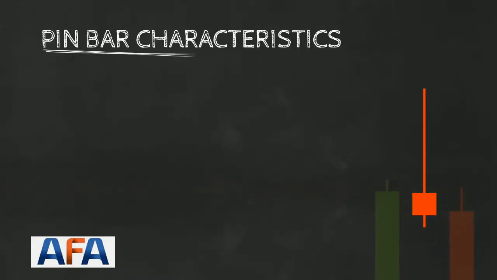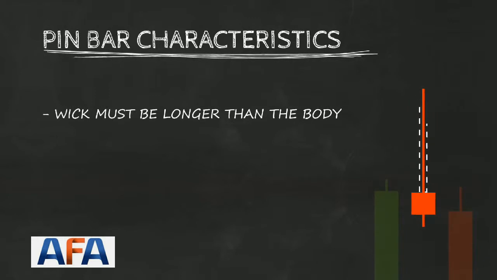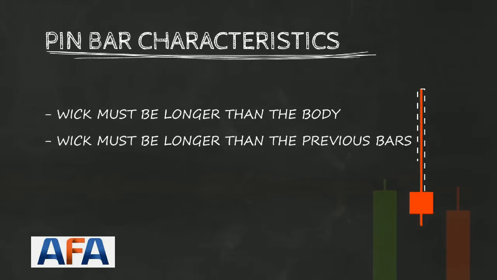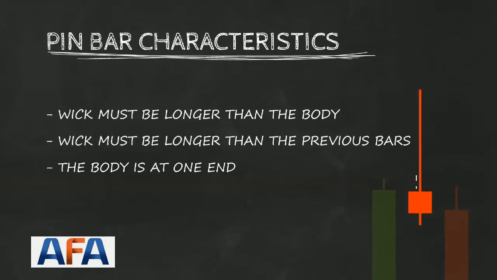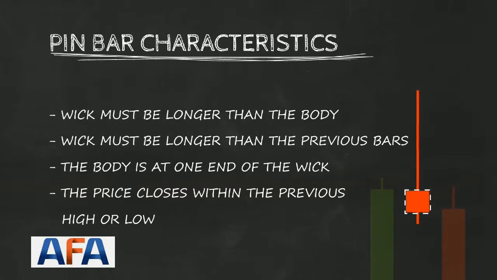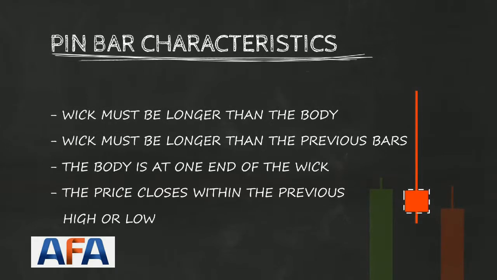These are the characteristics of a well-formed pin bar. The wick must be much longer than the body. The wick must also be much longer than the previous bars and stick out from the rest. The body is at one end of the wick, so not in the middle. The price has to close within the previous candle's high or low.